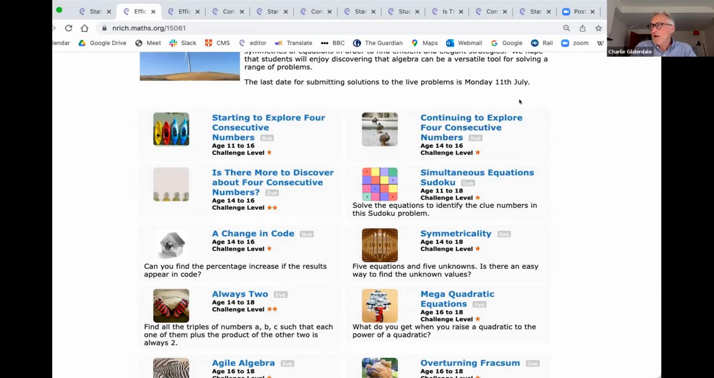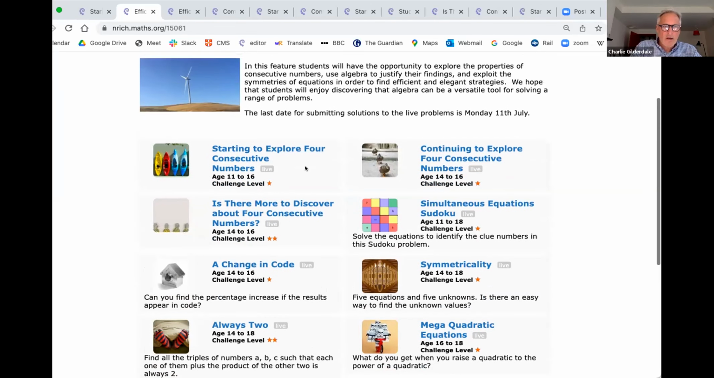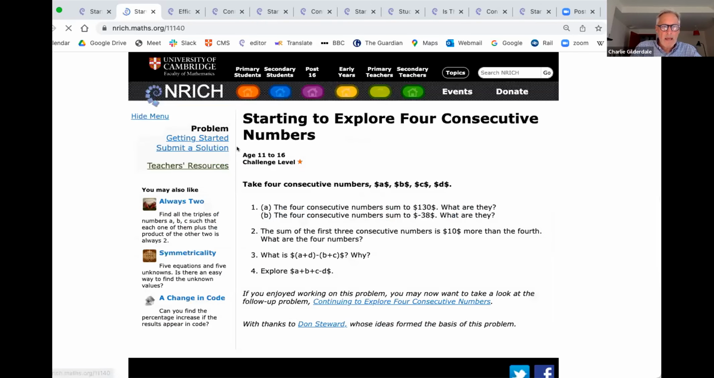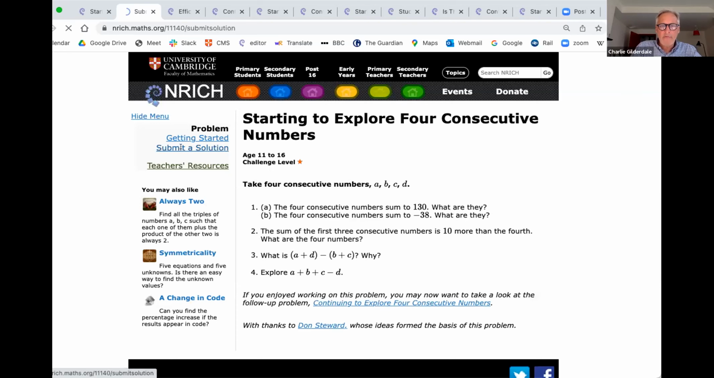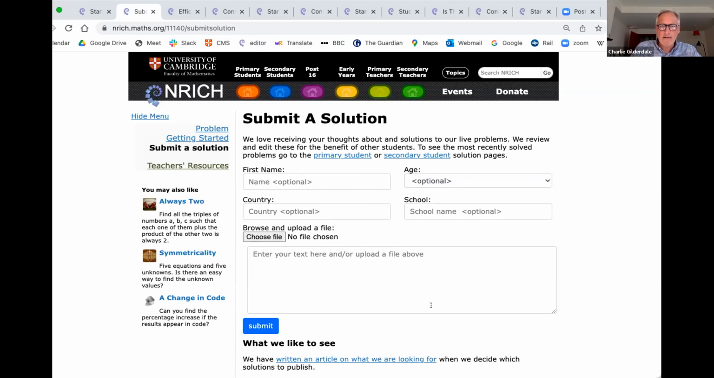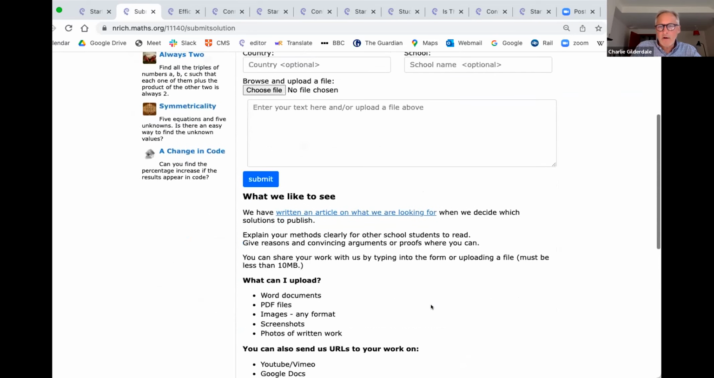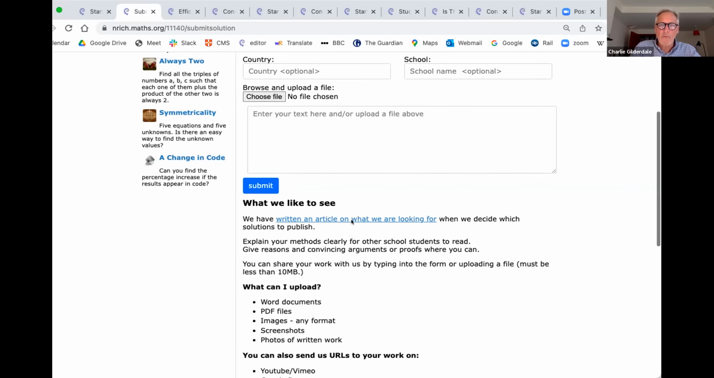On Monday, the 11th of July, they will stop being live, and we will start looking at the solutions that have been sent, and then they'll be published a week or so later. So do encourage your students to have a go at these problems and send us the solutions. You'll see that if you go to any of the problems, it says submit a solution. If you click on that button, your students can send in details. And if you want to know a little bit about what we're looking out for, there is an article that we've written outlining what it is that we're looking for.